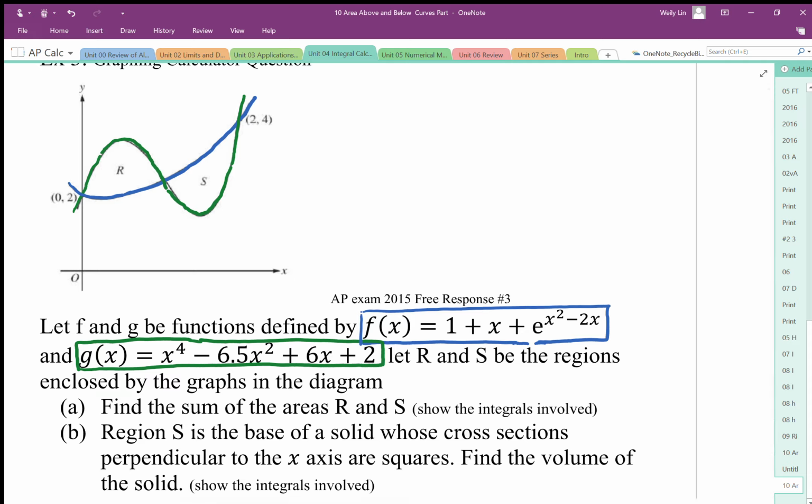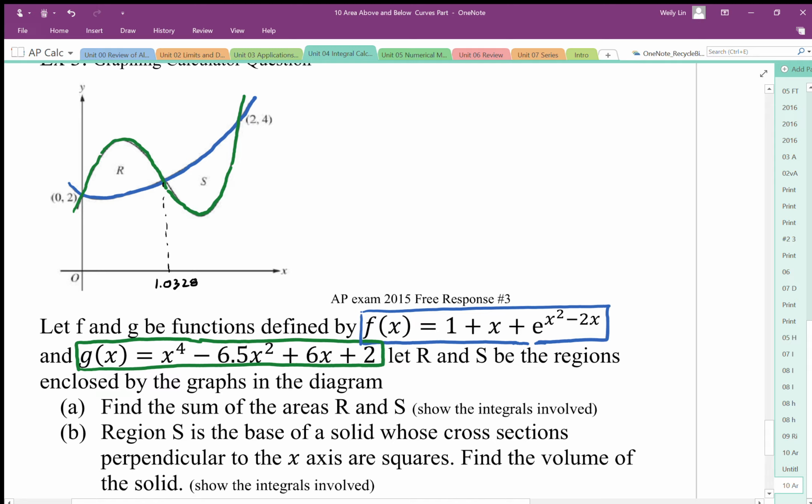And so we need to find the sum of the areas R and S and show the integrals involved. Okay, so to be able to do this, we need to know the bounds. So the first thing we need to do is actually solve for this intersection point here. They've given you the intersection points of 0 and 2, so you're going to have to solve for the intersection point here. And when we solve for this, we get 1.0328. Okay, so if you're using the TI-83 or 84 calculator, you want to do calc intersect to find that x coordinate.